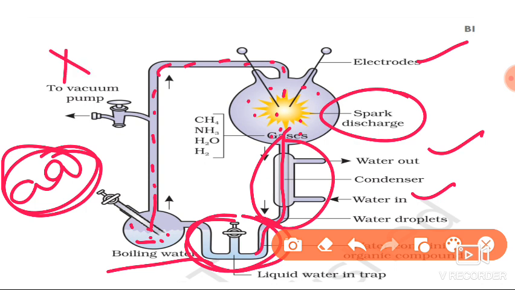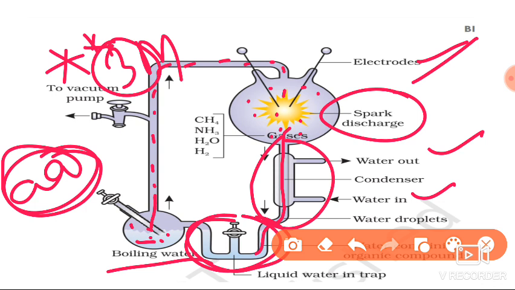This is very important, students. Sometimes the diagram is asked for 3 marks: draw a neat labelled diagram of the Urey Miller experiment. Many times it is asked. Write correctly the discharge, water in and water out. Along with that, the gases also you have to write correctly. And sometimes they ask to explain the Urey Miller experiment for 5 marks. For that purpose it is very important. Please remember, this is very important.